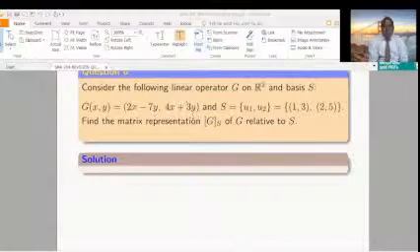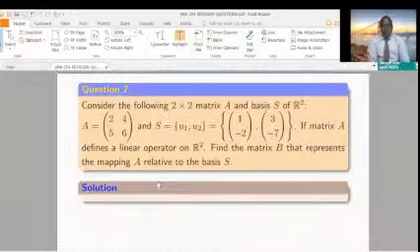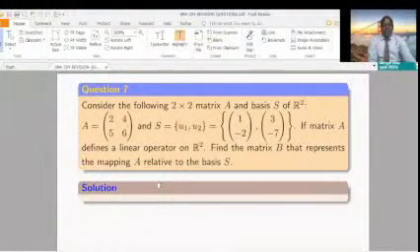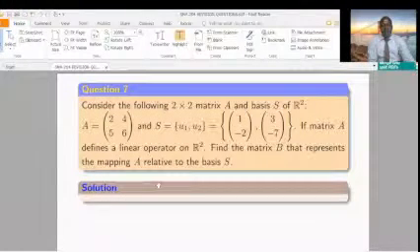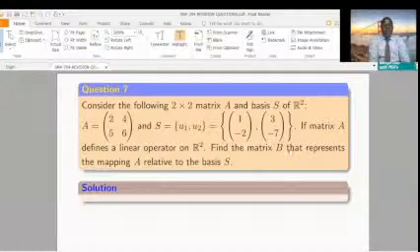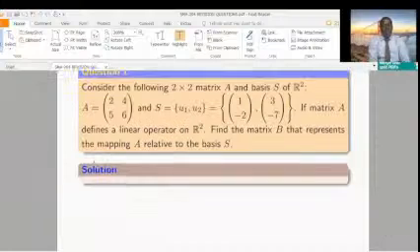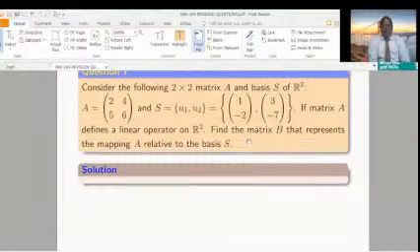Let's look at the next question. These are similar questions, just the same as the one we already did. The question is, consider the following 2 by 2 matrix A and the basis S. We're given A and we're given the basis. If A defines a linear operator on R2, find the matrix B that represents the mapping A relative to basis S. Just doing the same thing as we've done in question 6.